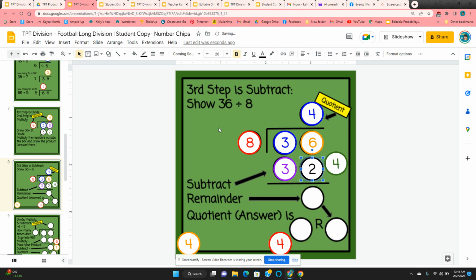And the next step is subtract. So 36 subtract 32, and they get 4. Their 4 is their remainder, so the 4 is going to go down here. And their quotient is 4. So it's 4, remainder 4.